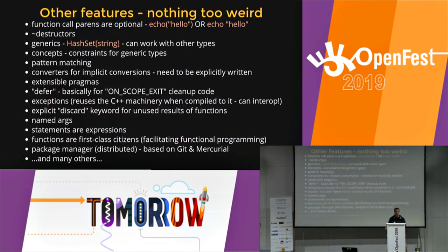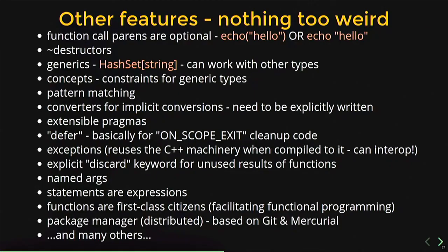Some other cool features: parentheses are optional when you're calling functions. You have destructors since recently. You have generics, so you can write your hash set and it can deal with any kind of types. You have concepts, you have pattern matching, implicit conversions. I mean, converters for implicit conversions. So we're actually explicit when we want something to be implicitly convertible. Also an extensible pragma system, defer statements, exceptions.